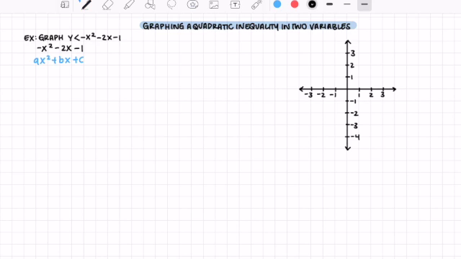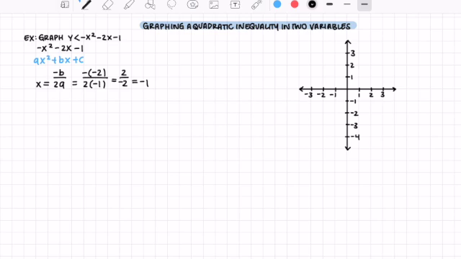So first, I want to find out what my axis of symmetry is. And to do that, all I need to do is use the formula negative b over 2a. And so we get here negative 2 over 2 times negative 1. And that just equals 2 over negative 2, which equals negative 1.